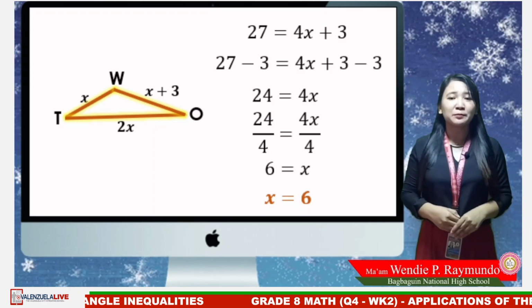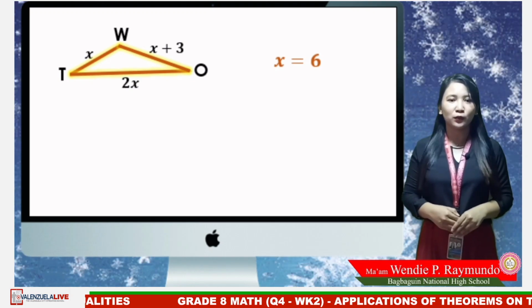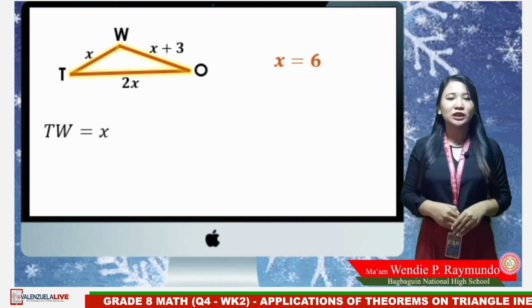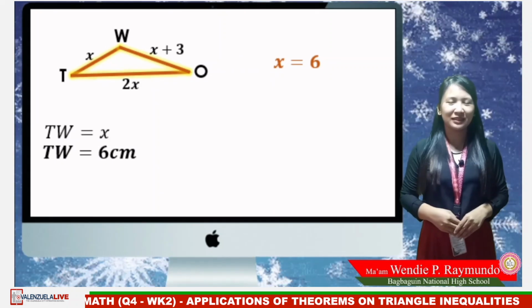Now let us find the measurements of TW, WO, and TO. TW is equal to x. So TW is equal to 6 centimeters.